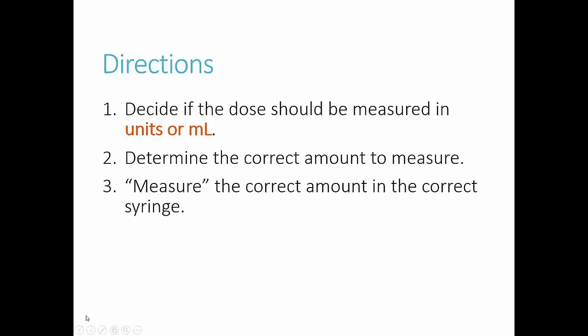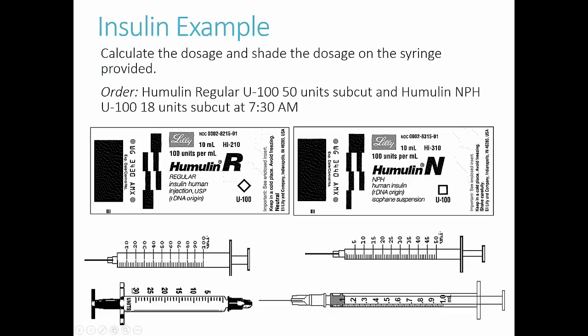So let's take a look at an example. We're going to calculate the dosage. We're going to shade the dosage on the syringe. The order is for Humulin regular U100 50 units subcut and Humulin NPH U100 18 units subcut at 7:30 a.m. So we are allowed to mix the two types of insulin to give one injection. So the total amount in my syringe should be the total of the two different types ordered.